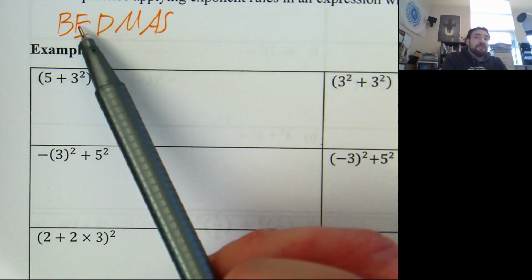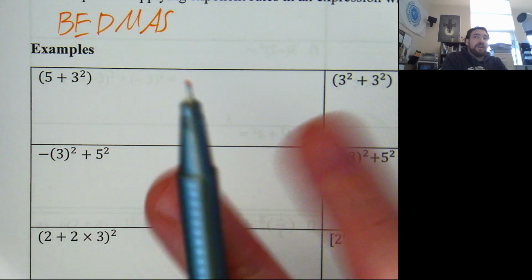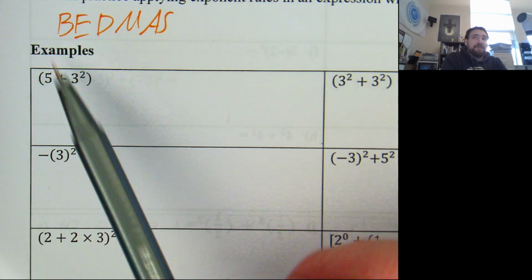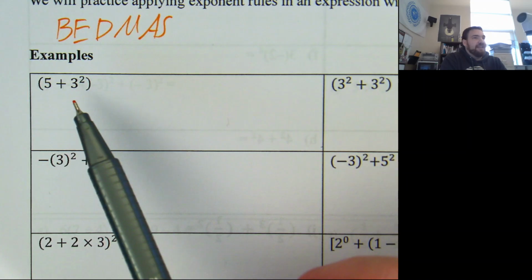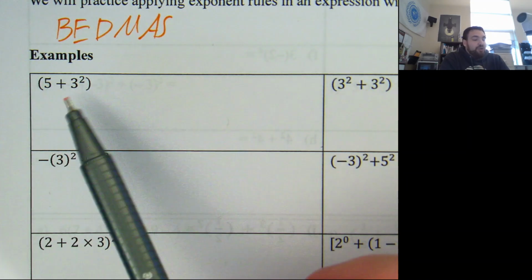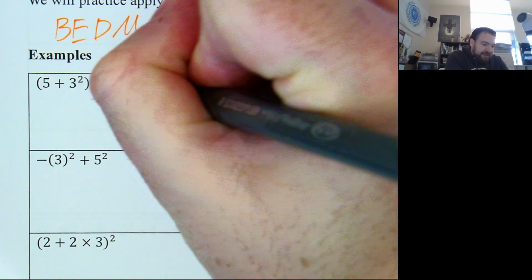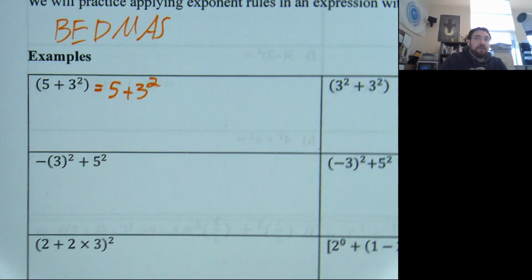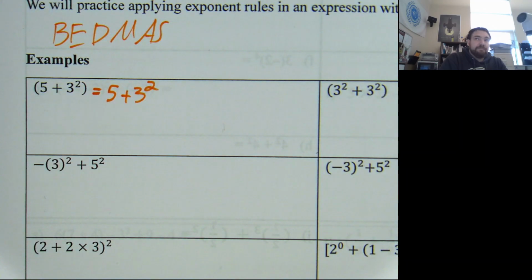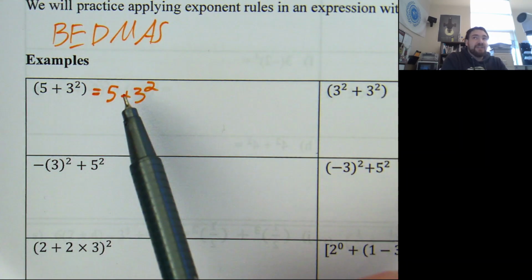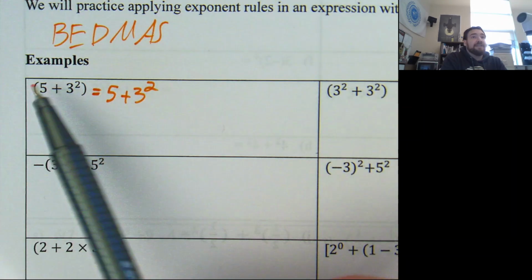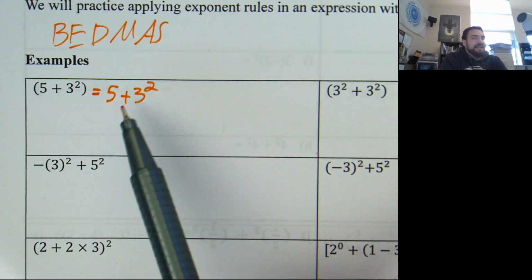Brackets happen first. For each one of these questions, let's follow BEDMAS. Brackets happen first. Is there any math outside the brackets? No. So do these brackets even need to be there? No. So this question could have easily just been written like this: 5 plus 3 squared. This and this are the same thing. Because there's no brackets outside, they don't actually need to be there.